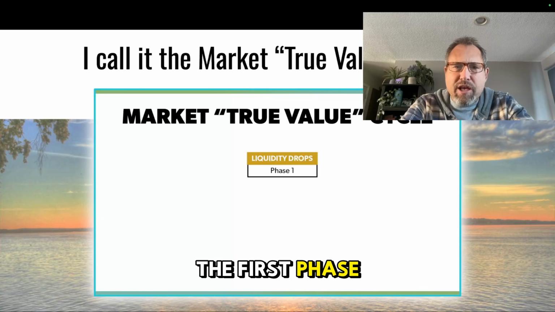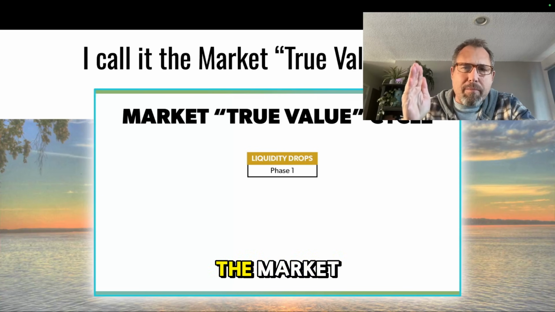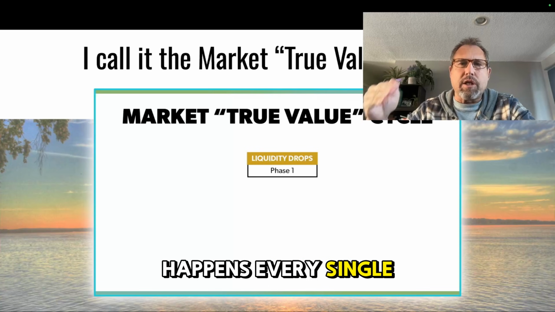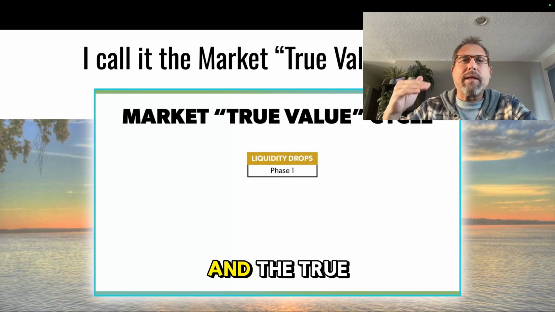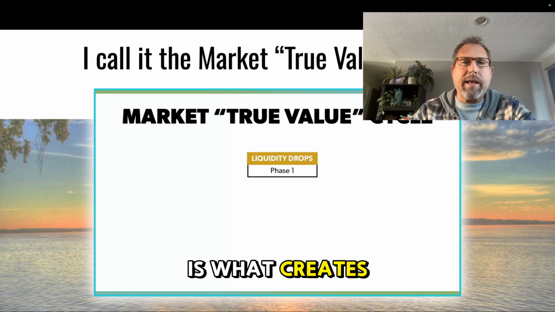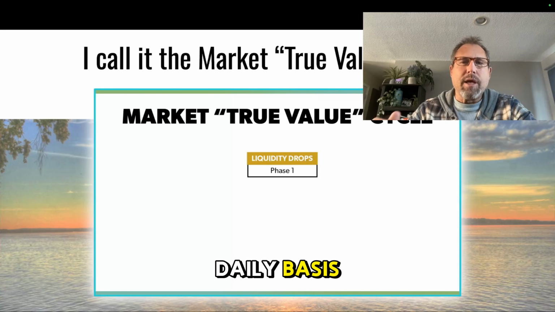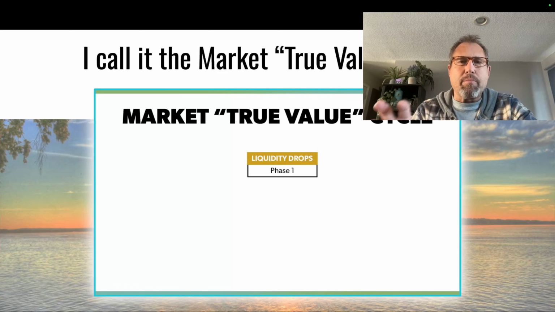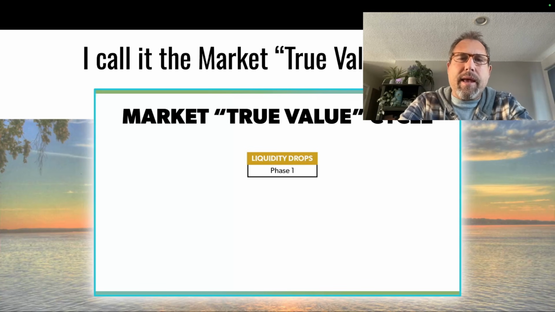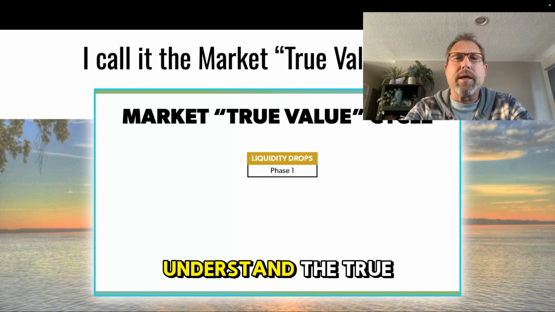The first, phase one, is when liquidity drops. This, by the way, the market true value cycle happens every single day in the market, and it is repeated time and time again. And the true value cycle is what creates the arbitrage opportunities that we can trade on a daily basis in our opening bell arbitrage trading service. So it's a very important piece of being a daily trader and someone that's looking for daily arbitrage opportunities that you can exploit. You need to understand the true value cycle.